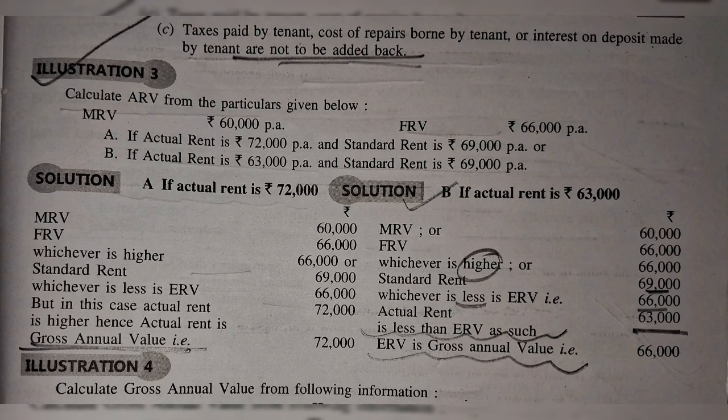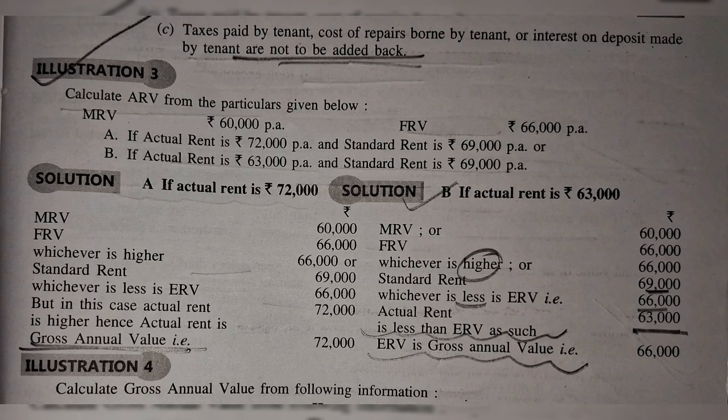So this is the next question. Similarly, like the question before, it has MRV, FRV, and standard rent, but there is a new term here which is actual rent. It is the rent which you actually receive. For this, we will do it just like we have done before. Out of MRV and FRV we choose the higher value. MRV is 60,000 and FRV is 66,000. So out of 60,000 and 66,000 we will choose 66,000, which is our expected rental value.